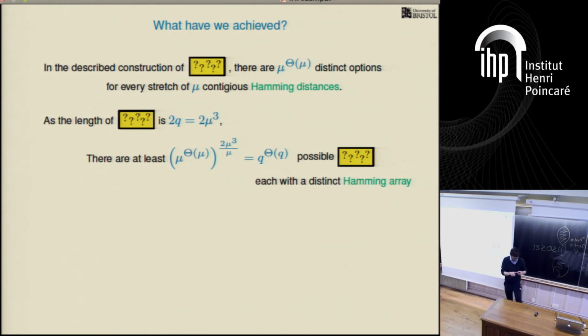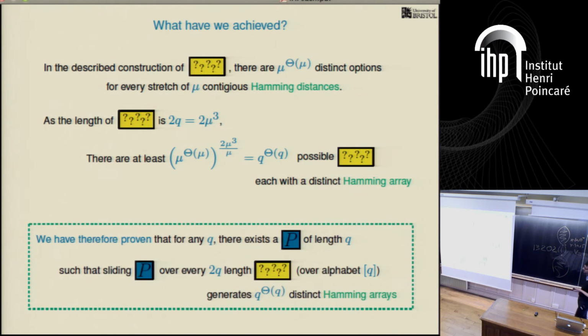So for each mu length stretch, I get to pick the options for its Hamming distances from a set of this size. If I simplify these things and work out what the value of q was, I get q to the q possible distinct ones of these, each with a distinct Hamming array. So the Hamming arrays are all distinct among all of these things. So therefore, we've literally proven this thing here, except I left out the proof of that vector thing because we don't have time to do it.